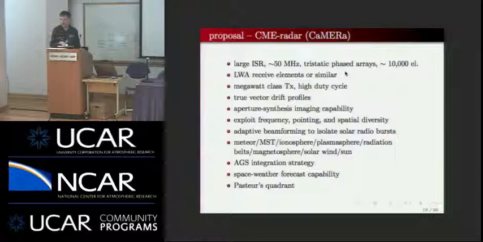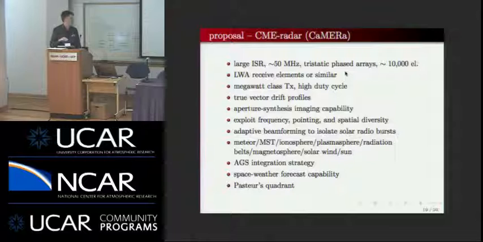You could be doing a radar experiment while looking at solar radio bursts, while looking at meteor echoes, while using this as a passive radar, listening to backscatter from a radio station. All of these things you can do simultaneously. You can look at all points along the illuminated volume simultaneously and get true profiles from them simultaneously, et cetera. This would allow you to see meteor echoes, the MST region, the ionosphere, plasmasphere, perhaps the radiation belts, magnetosphere, the solar wind, CMEs in the sun.